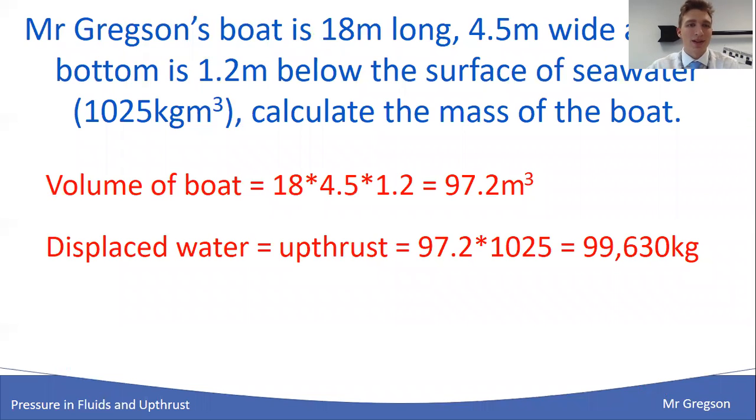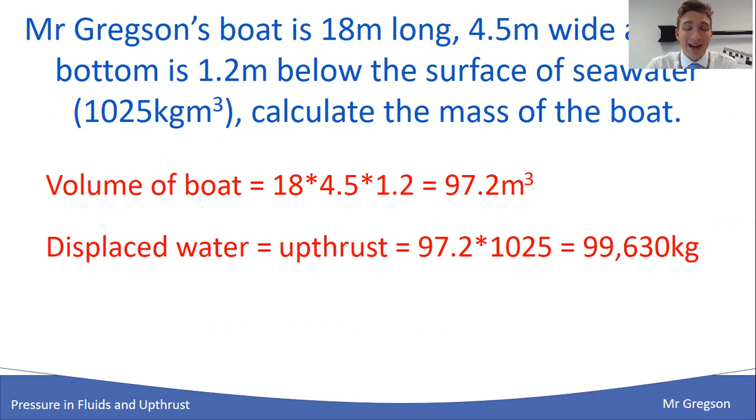Fantastic. So here we go. Correct the mistakes you've made in your book with purple pen. The volume of the boat is going to be 18 meters long times 4.5 meters wide times 1.2 meters deep. So that's how deep it is in the water. And that is going to equal 97.2 meters cubed. And so the displaced water, which is equal to the upthrust, is going to be 97.2 times 1,025. And then you'd actually times that by 10 for gravity.